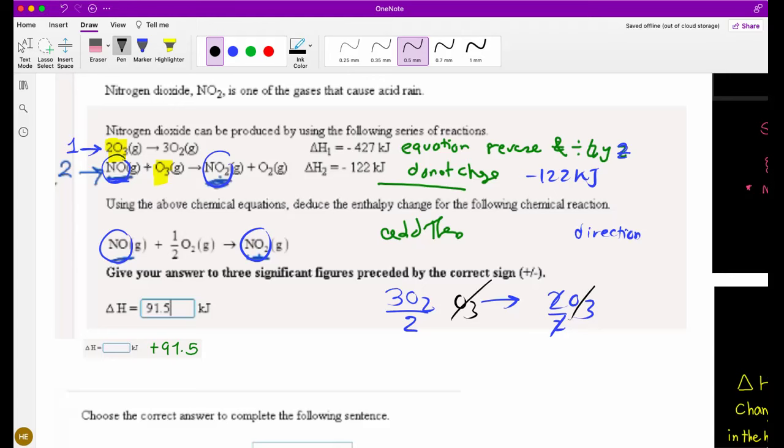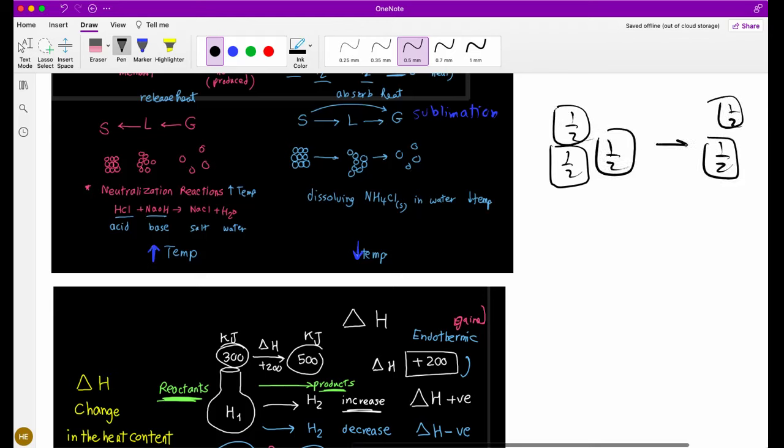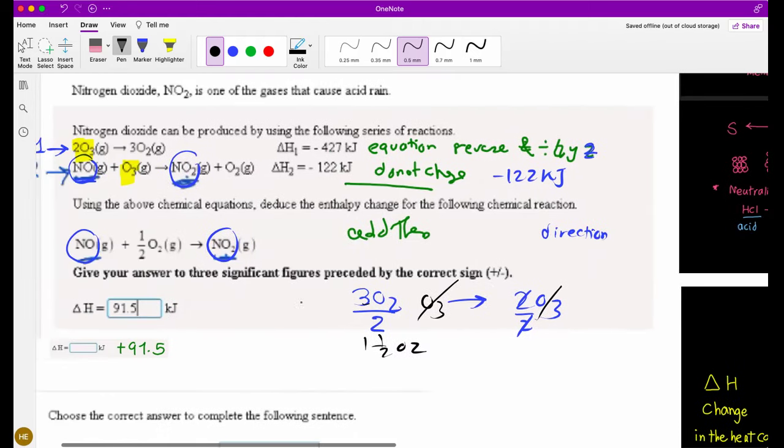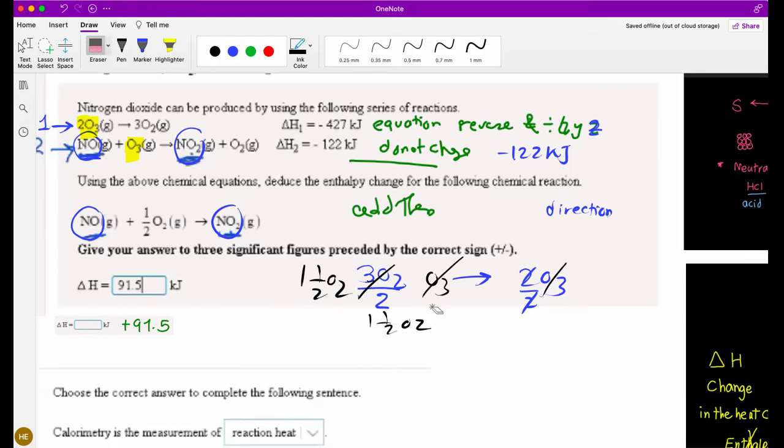This one will be reversed also, so it will become 3/2 O2. 3/2 O2 is basically 1.5 O2. If you have 1.5, this is a half, this is a half, and this is a half, and this is 2 halves on the other side of the equation. You can cancel these two together and you will have a half here. Why am I saying this? Because if you keep adding the equations, it will show up like that.